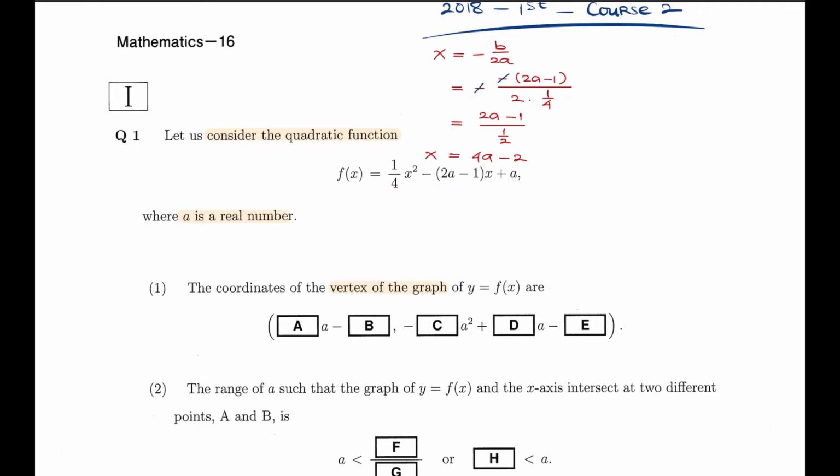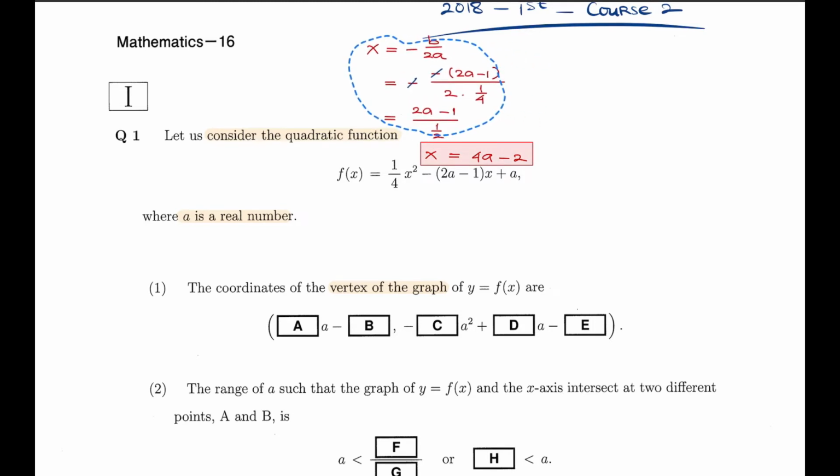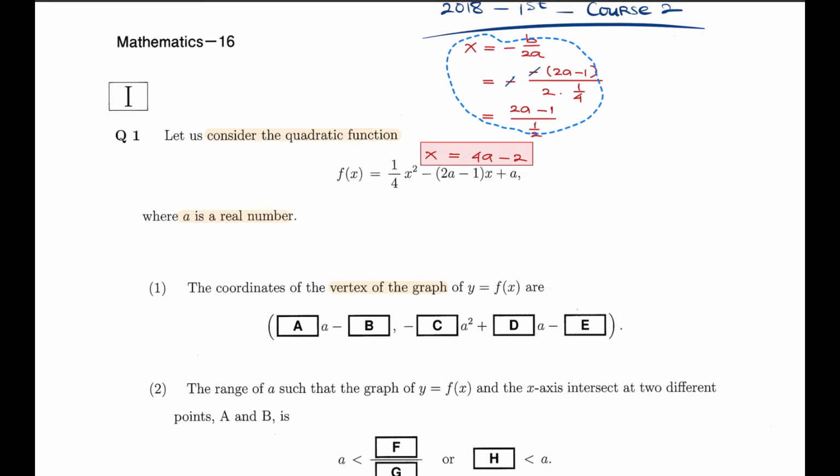Jadi Koko udah dapat nih nilai a-nya adalah 4, kemudian b-nya adalah 2. Jadi ini jawaban kita. Nah, setelah kita dapat nilai dari x, nilai vertex dari x, kita bisa cari nilai vertex dari y dengan mensubstitusikan x ini ke dalam quadratic equation kita.